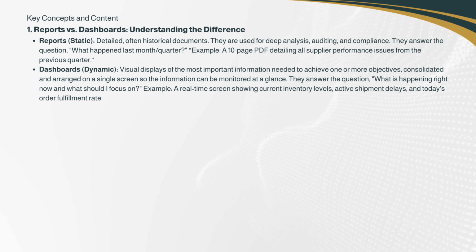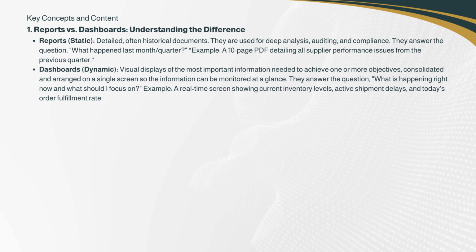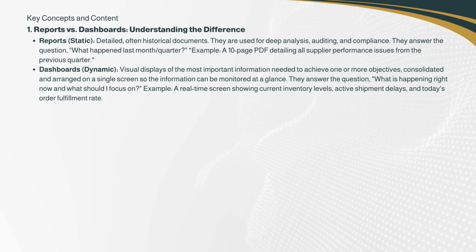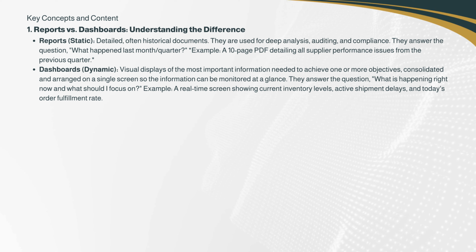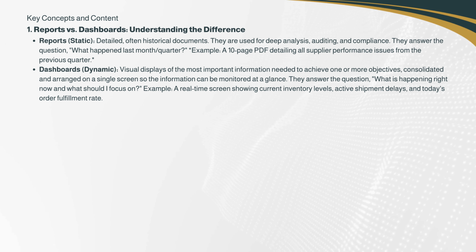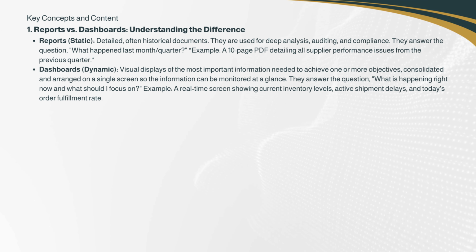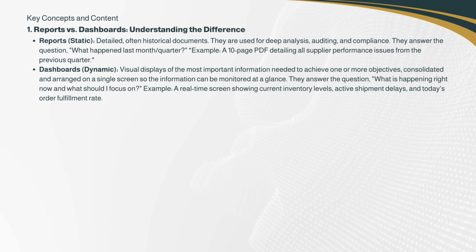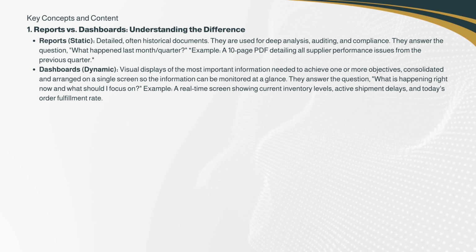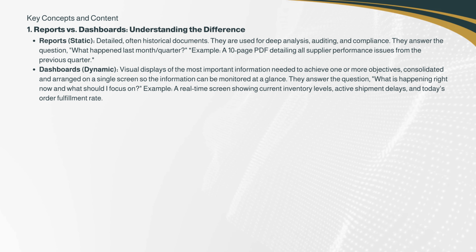Dashboards: dynamic, visual displays of the most important information needed to achieve one or more objectives, consolidated and arranged on a single screen so the information can be monitored at a glance. They answer the question, what is happening right now and what should I focus on? Example: a real-time screen showing current inventory levels, active shipment delays, and today's order fulfillment rate.